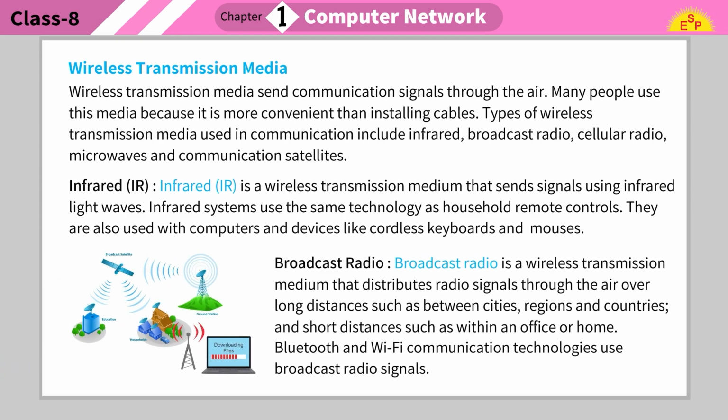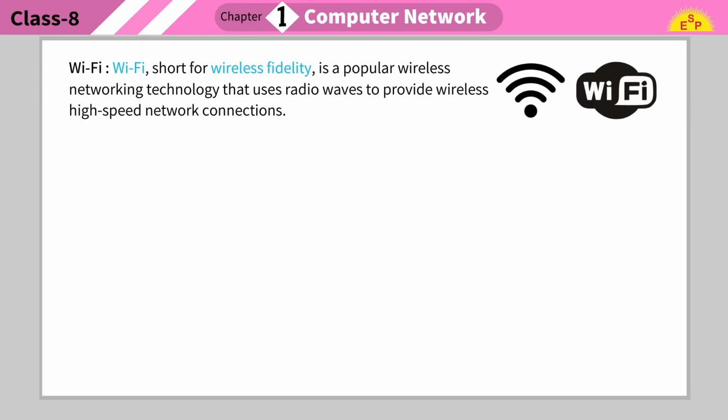Broadcast radio. Broadcast radio is a wireless transmission medium that distributes radio signals through the air over long distances such as between cities, regions and countries, and short distances such as within an office or home. Bluetooth and Wi-Fi communication technologies use broadcast radio signals. Wi-Fi, short for wireless fidelity, is a popular wireless networking technology that uses radio waves to provide wireless high-speed network connections.